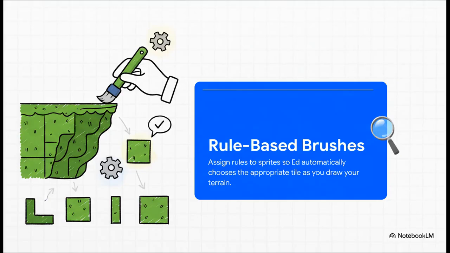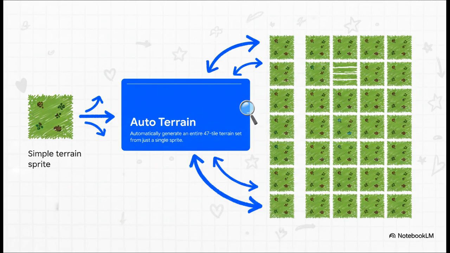All right, first up, these rule-based brushes. So picture this. You're drawing a grassy cliff. Normally, you'd have to manually pick every single corner tile, every edge piece, right? It's a pain. With this, you just draw. You just paint the shape of the cliff, and Ed is smart enough to know which tile goes where. It just figures it out for you. It's incredible.